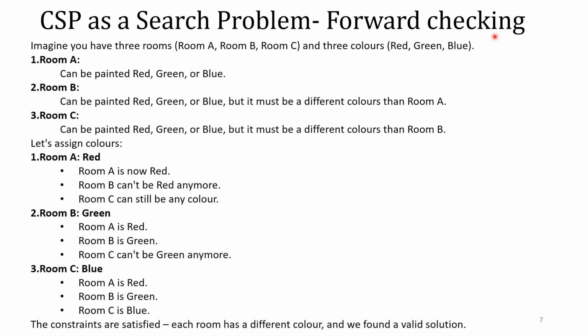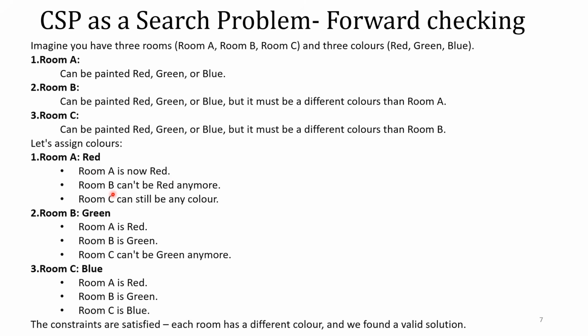The next is forward checking. Let us assume we have three rooms A, B, C and three colors R, G, B. Room A can be painted RGB. Room B can be painted RGB, but it must be a different color than room A. Room C can be painted RGB, but it must be a different color than room B. Now let's start assigning the colors. For room A, we are assigning red. So room A is now red.